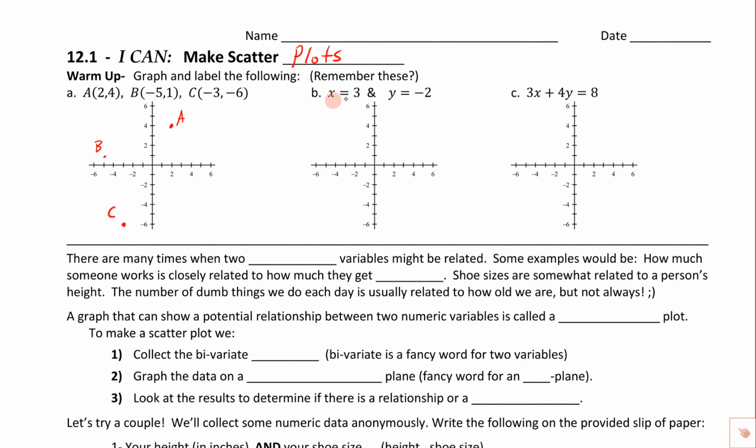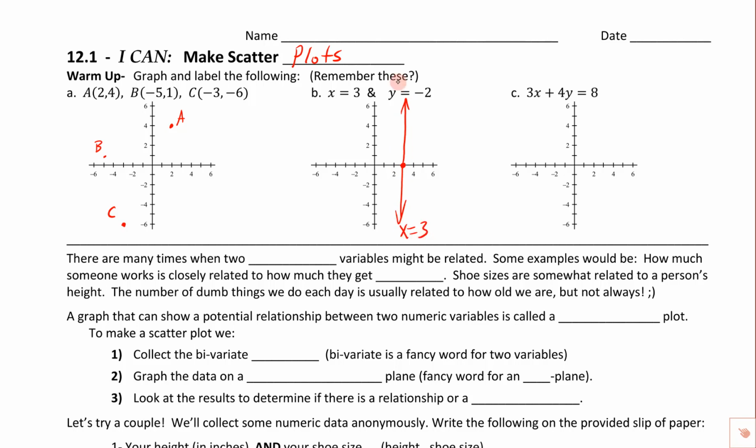Then we want to graph and label these two lines. The first one is x equals 3. Remember, if you only have one variable, it tells you which axis it crosses. So this is going to cross the x-axis at 3. It only crosses the x-axis. There's no condition on what y can be. So it goes straight up and straight down. There's the line x equals 3.